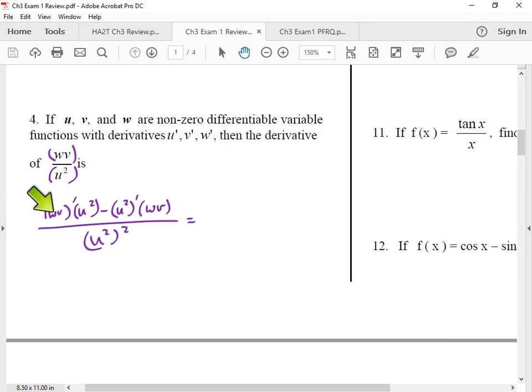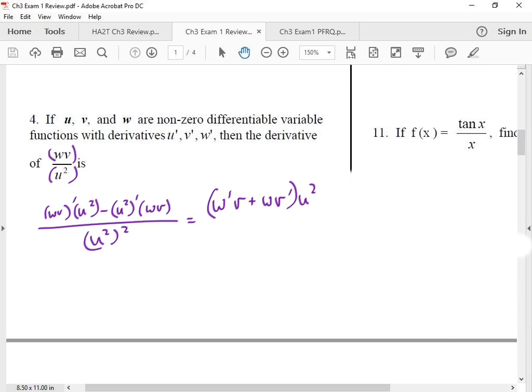Product rule says if you have two functions multiplying to each other, you take the derivative of one times the other. Then you take the derivative of the other times the first function. So it should look like this. W prime times V plus W times V prime. And then you're multiplying this by U squared. You can't just simplify. That's just the first part, right?